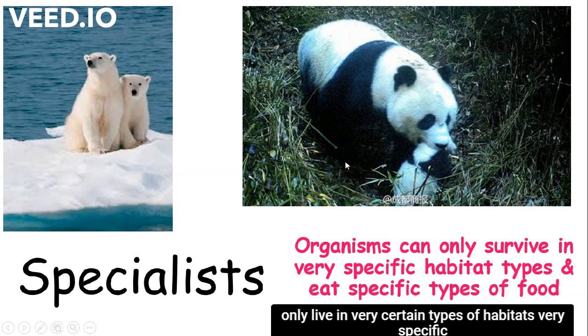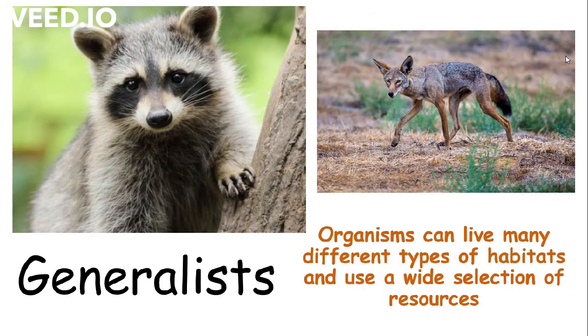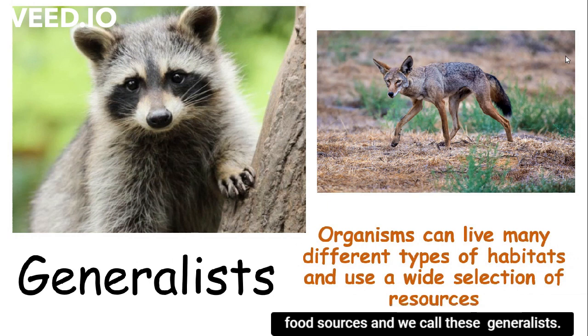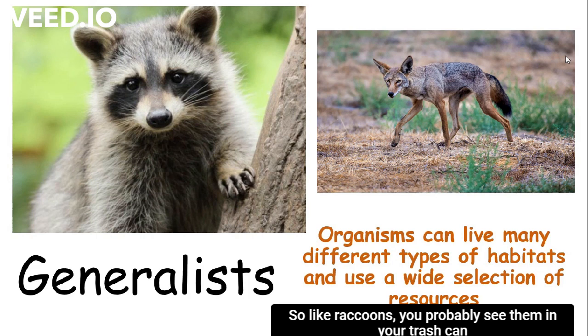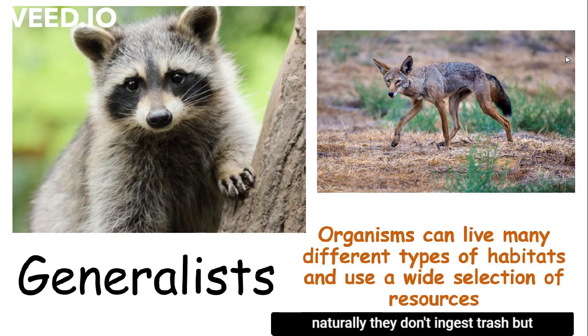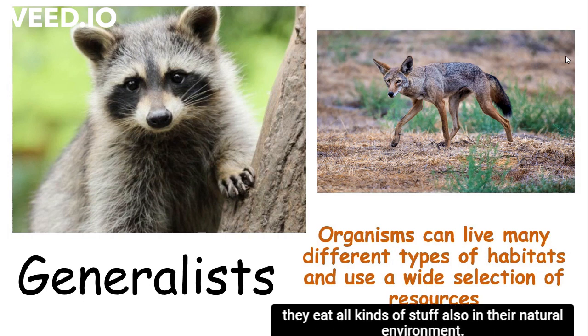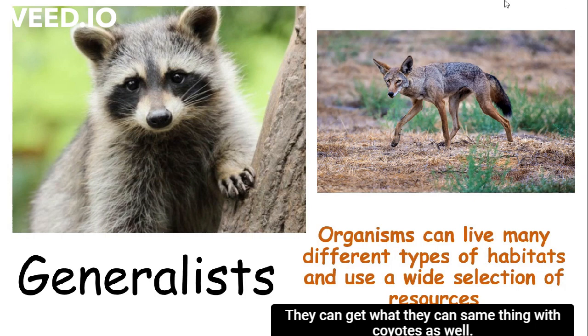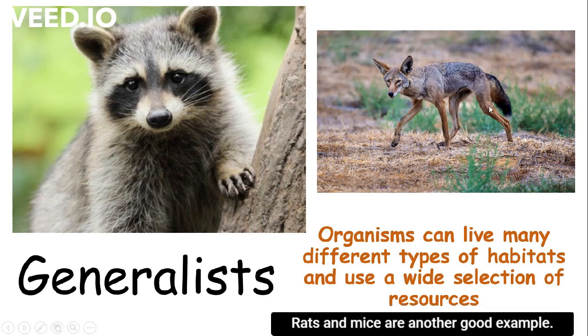Pandas are also specialists that can only live in very specific types of forests and climates, and that grow their favorite, more specialized food source, which is bamboo. But there are a lot of organisms that can live in almost any type of habitat and eat a wide variety of food sources. We call these generalists. Like raccoons, you probably see them in your trash can or roaming the street eating trash. Naturally, they don't eat just trash, but all kinds of things in their natural environment. They can get what they can. Same thing with coyotes. Rats and mice are another good example.